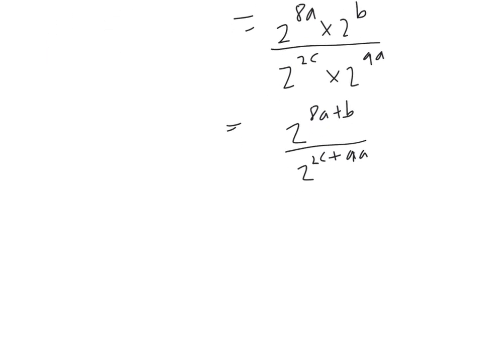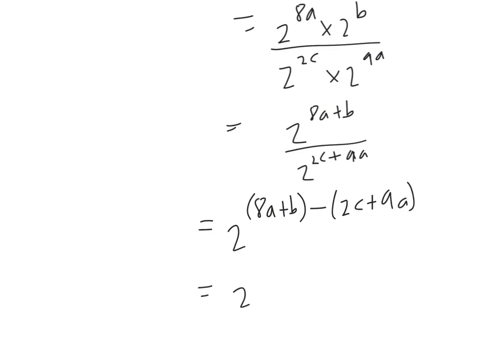And now we're subtracting, we're dividing. The bases are the same, so we can subtract the powers. So write this out properly so we can see what's going on. We've got 8a plus b, and then we're going to subtract the other power, which is 2c plus 9a. So we have 8a take away 9a, which should be minus a, and we have plus b, there's no other b's there, and we have minus 2c. So that's our answer.